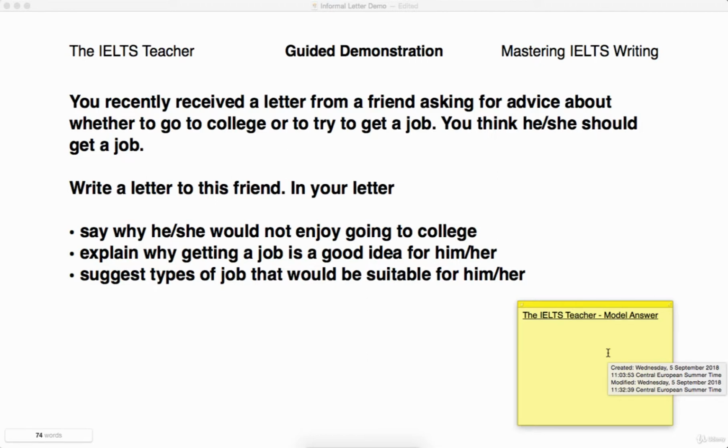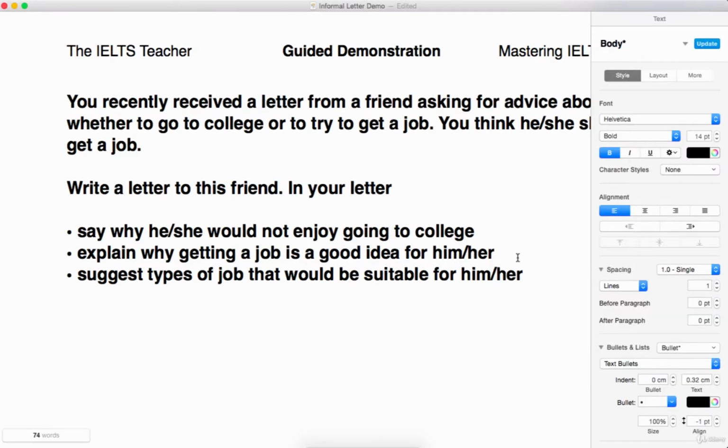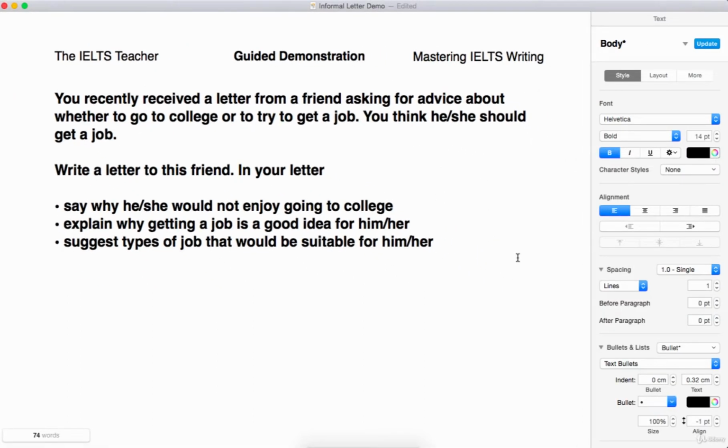Hopefully it's pretty clear to you that we're dealing with an informal letter. We can see words like friend, for example, seems pretty clear. And the purpose of the letter, you can see one of the words there in the task itself, the word advice. So we're going to go with advice. And now we'll return to the task itself and see if we can highlight some of these key words.